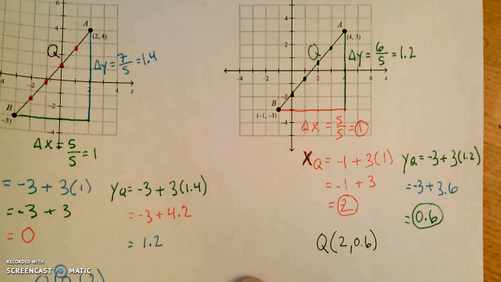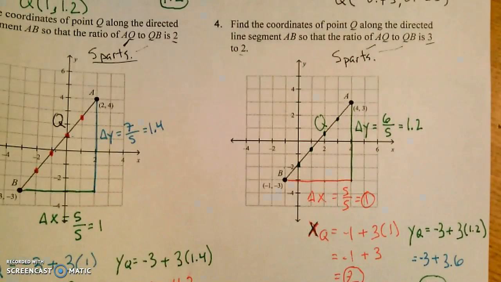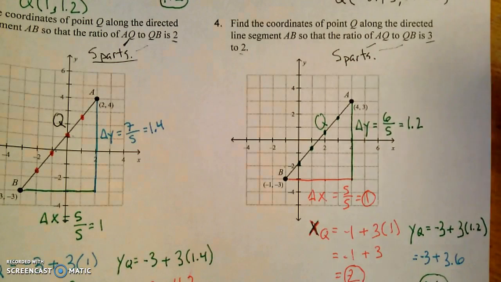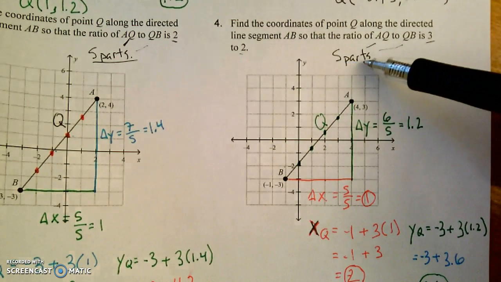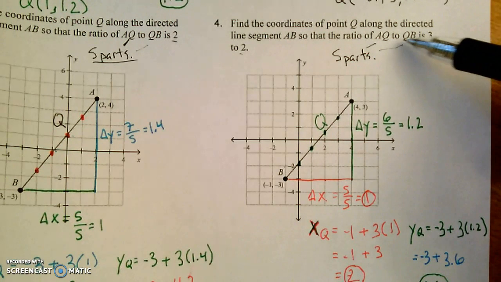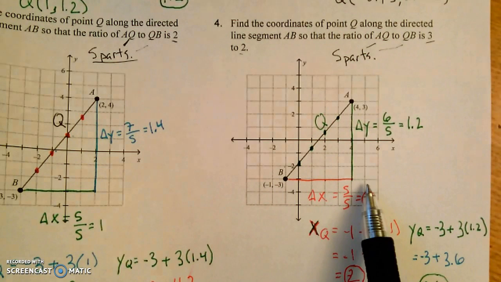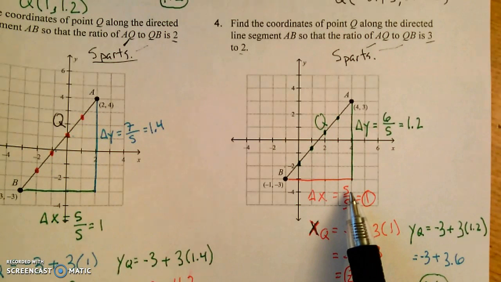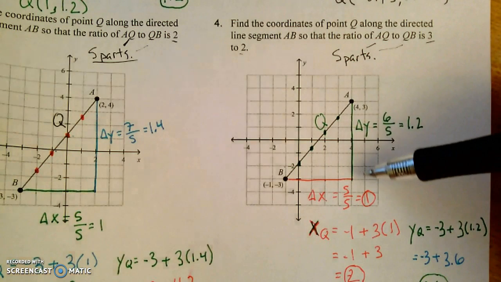All right, and we're done. So just to recap what we did here, we wanted a ratio of 3 to 2, which means we needed 5 parts so that we could send 3 of them over to QB, 2 of them over to QA. First we measured the horizontal distance between the points. That was 5 units. We divided that into 5 equal parts, because we're dividing the horizontal distance into 5 equal parts and the vertical distance into 5 equal parts.